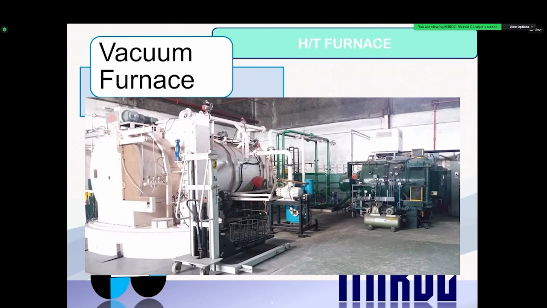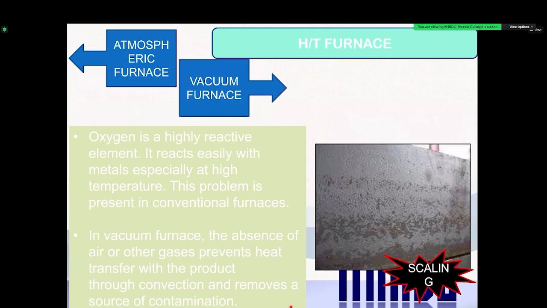Mind you that our austenitizing temperature is usually around 850 to 900 degrees Celsius. Those are the vacuum furnaces. So what is the difference?